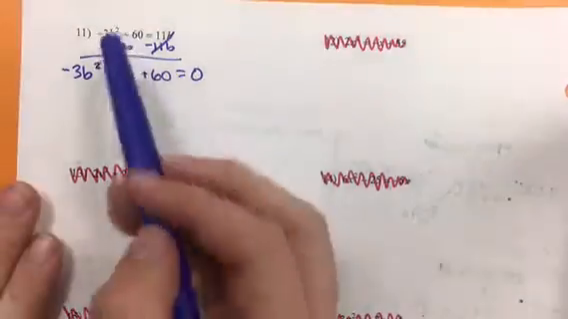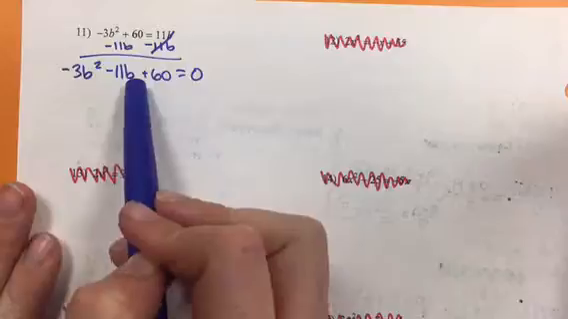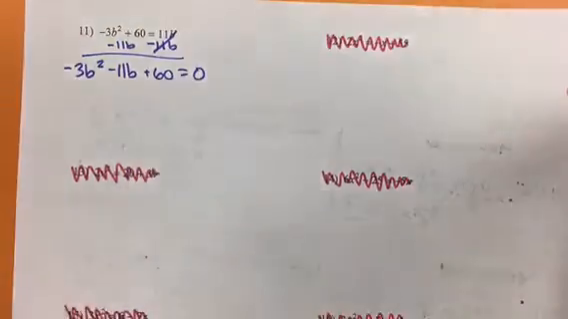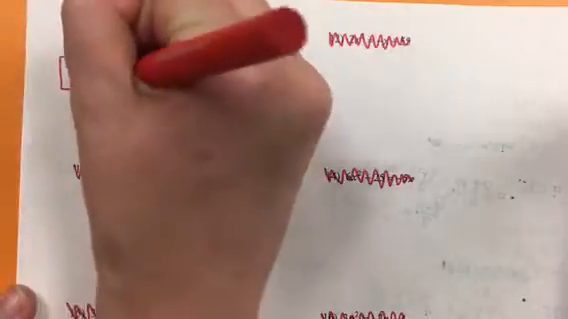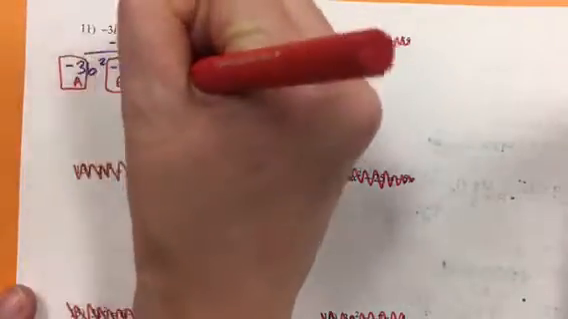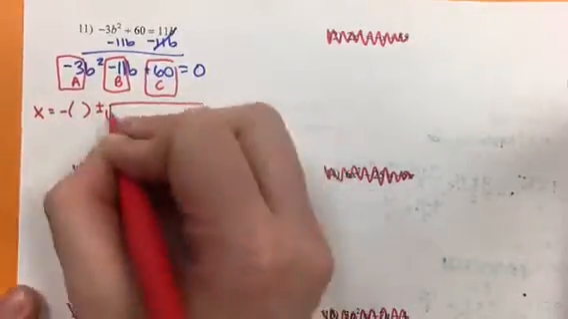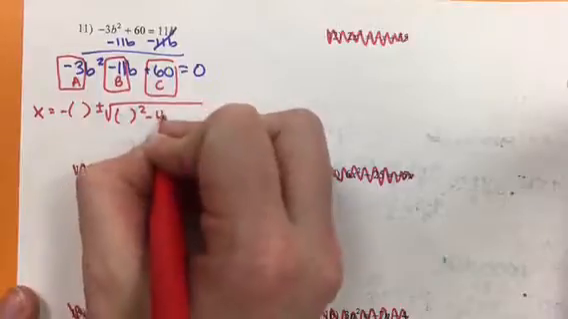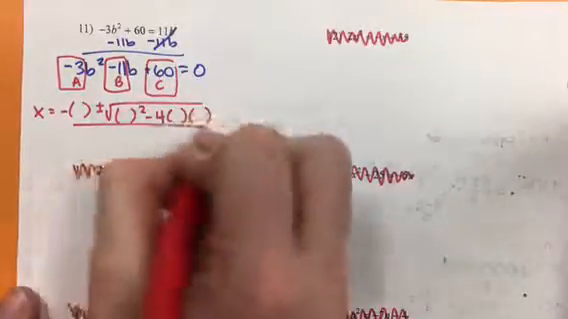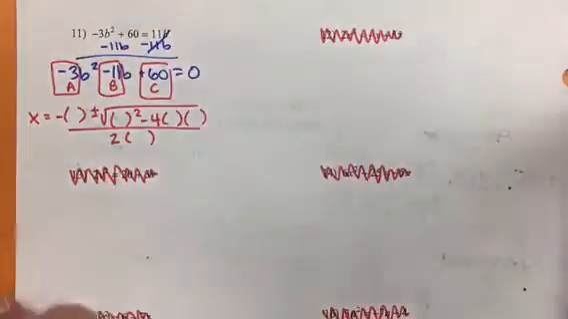Notice I put them in order: b squared, b, and then there's no b at all. This is the a, b, c. x equals negative b plus or minus the square root of b squared minus 4ac, all over 2a.